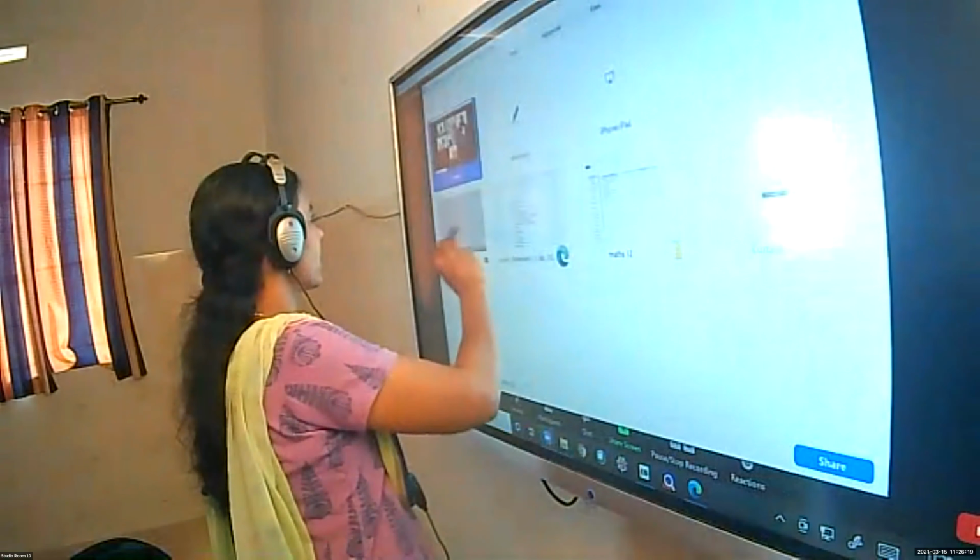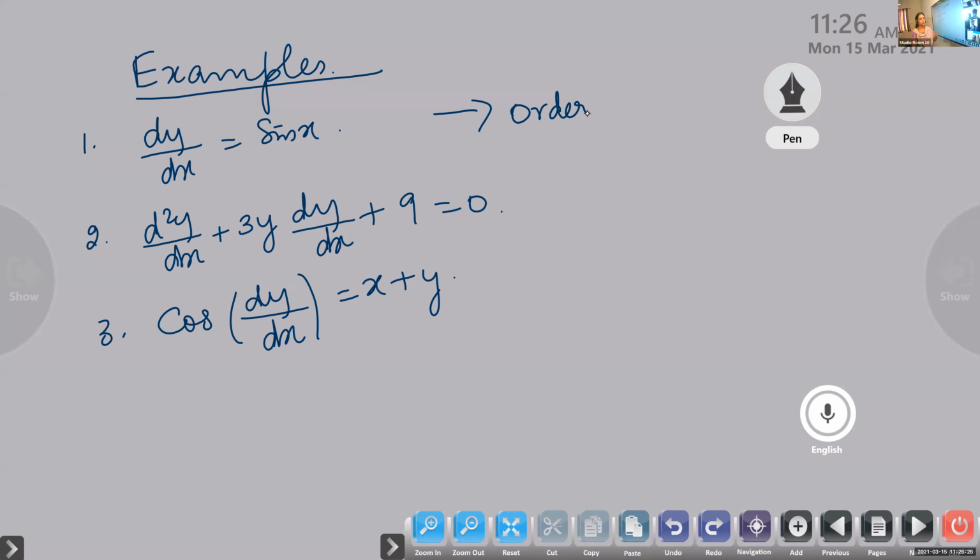Look at the first one. What is the equation given here? dy by dx is equal to sin x. So what is the order? What is the highest order derivative present there? We learned when you differentiate one time, it is dy by dx. If you differentiate two times, it is d square y by dx square. So what is the highest order here?